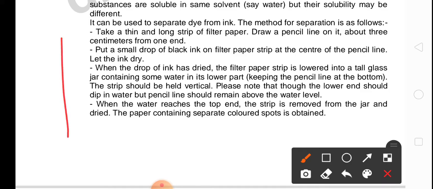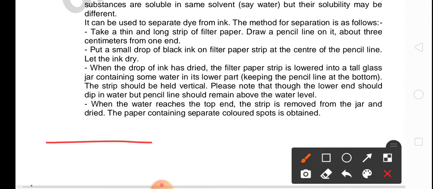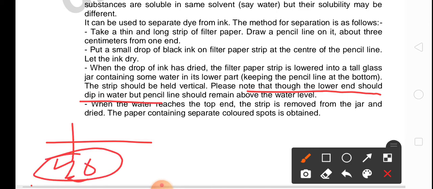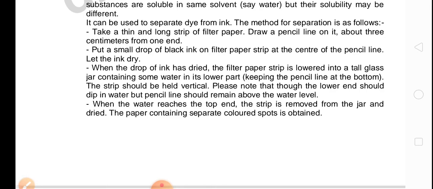The strip should be held vertical, like this, not like this. Please note that the lower end should dip in the water, but the pencil line should remain above the water level. This is the water level. When the water reaches the top end, the strip is removed from the jar and dried. Separate colored spots are obtained.